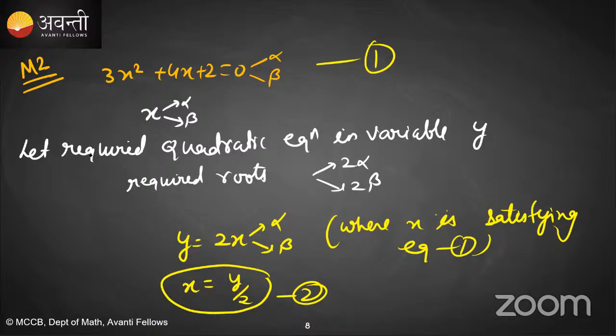So what I did, मैंने assume किया let required quadratic equation in variable y, right? What does it matter? It does not matter, right? Variable तो कुछ भी हो सकता है equation में, right? So let required equation is in variable y. So now we know that required roots क्या है, double of the initial root, so 2 alpha 2 beta, right?